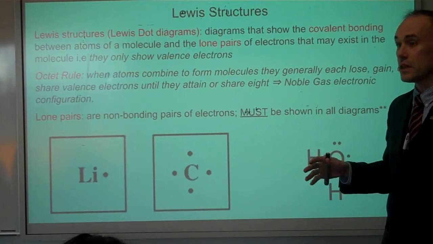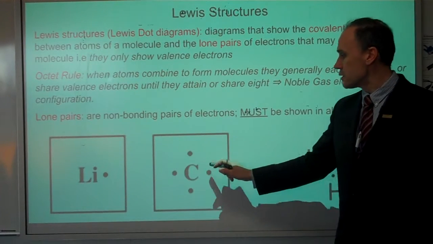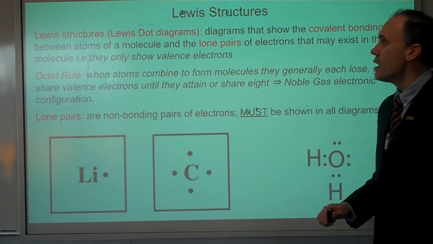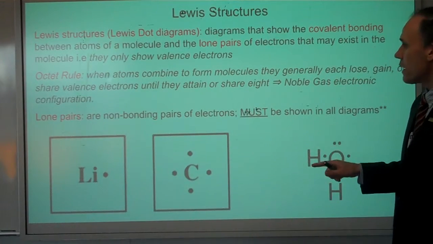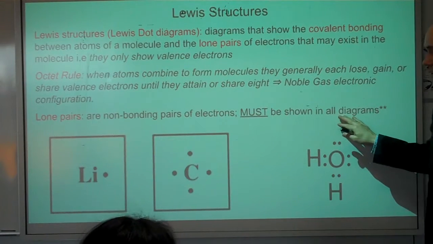I keep saying that for year 10. We are only interested in valence shell electrons. So you just do the symbol, carbon, and you do the dots. Okay? And for lone pairs, non-bonding pairs of electrons need to be shown in these diagrams.